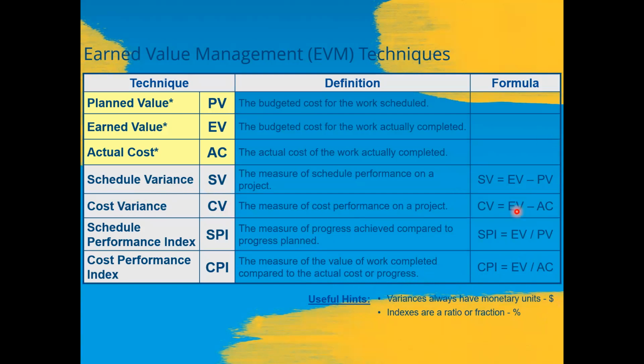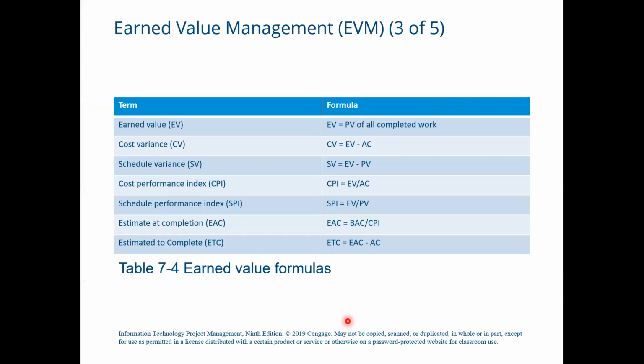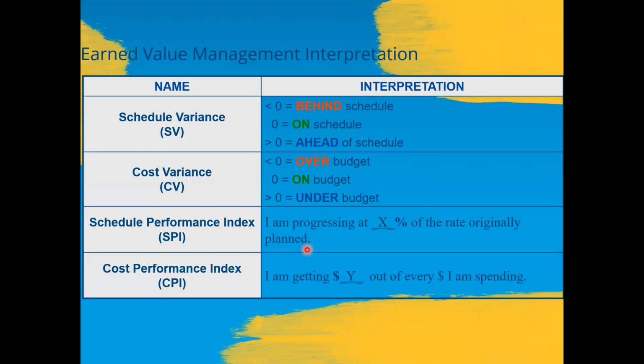So they are actually calculated in dollars. But the indexes, like schedule performance index and the cost performance index, are ratios or fractions, and the unit is percent. So in this slide, you can see the formulas from your book, the earned value formulas, which we are going to use in solving the sample example. Here, all these formulas are in one place.